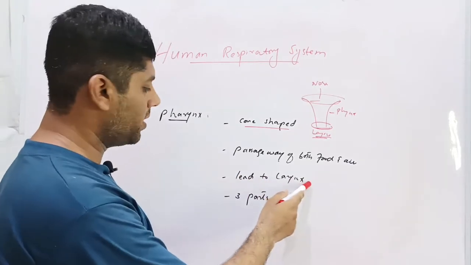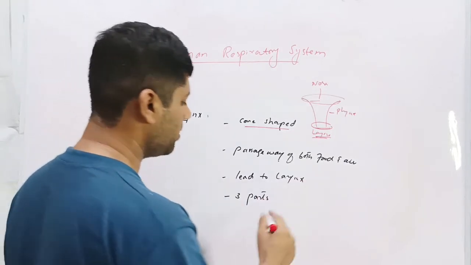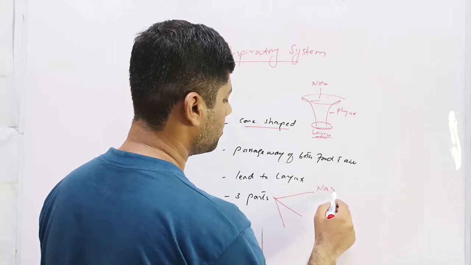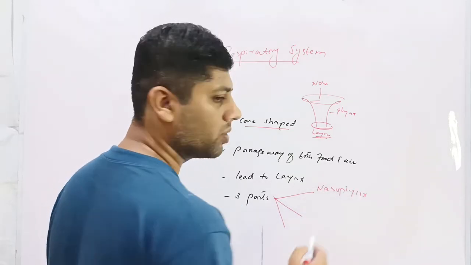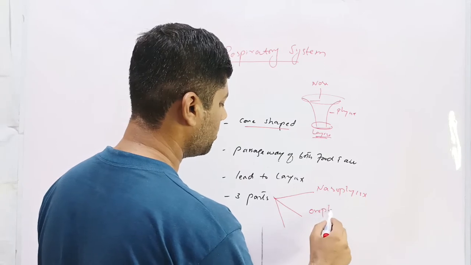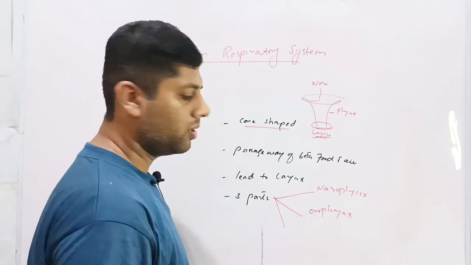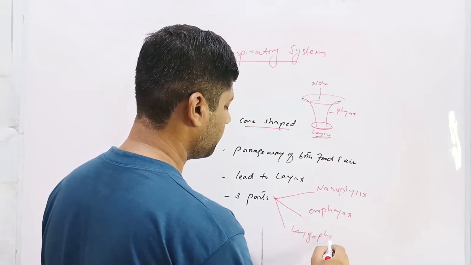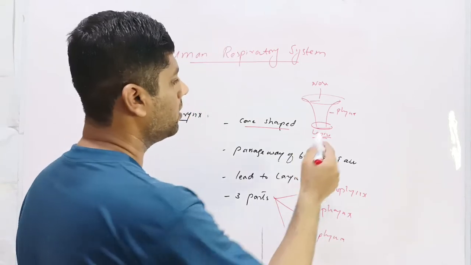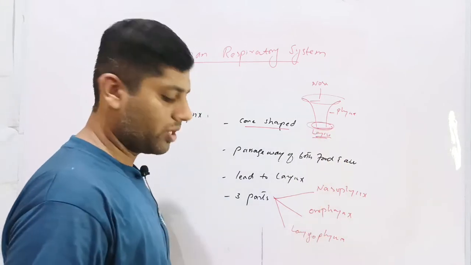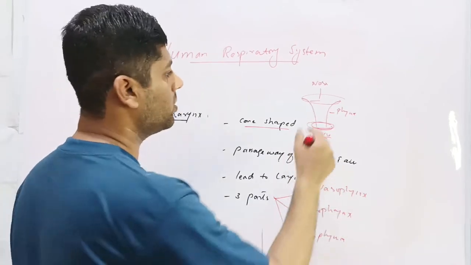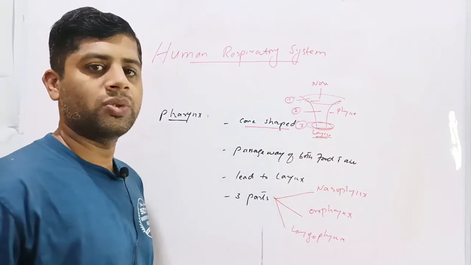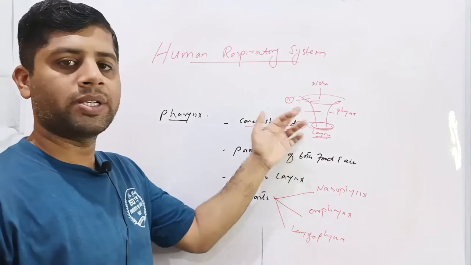The pharynx leads to the larynx and it has three parts. The pharynx is anatomically divided into three parts. The first one is the nasopharynx, which is associated with the nose. Then is the oropharynx, the portion near the oral cavity or mouth, and then is the laryngopharynx, the lower one. This end is called laryngopharynx because it is linked with the larynx. So the first one is nasopharynx, second is oropharynx, and third is laryngopharynx. These are the three anatomical parts of the pharynx.